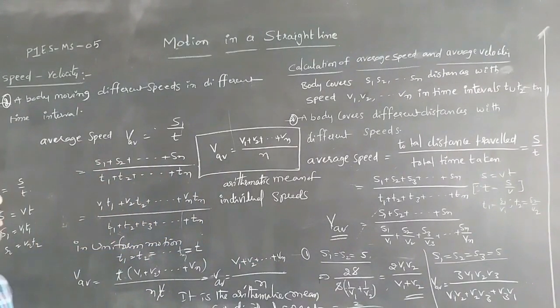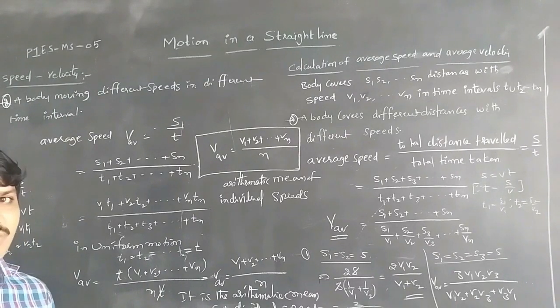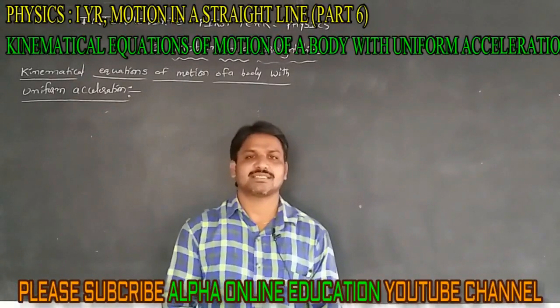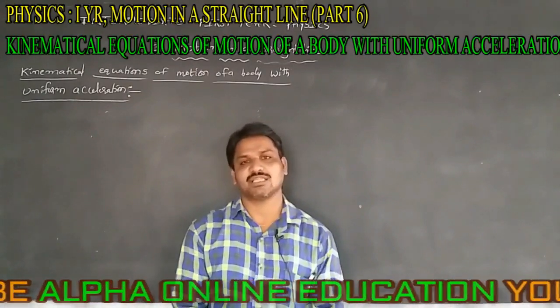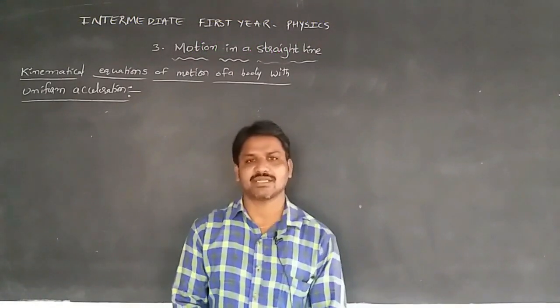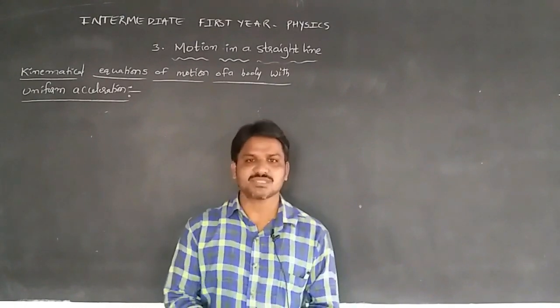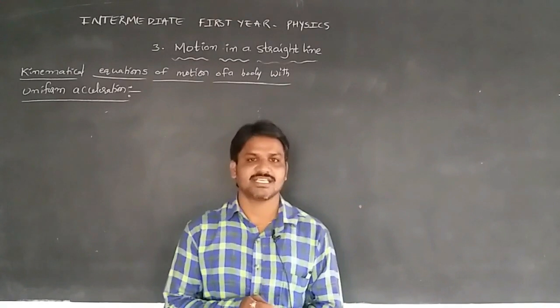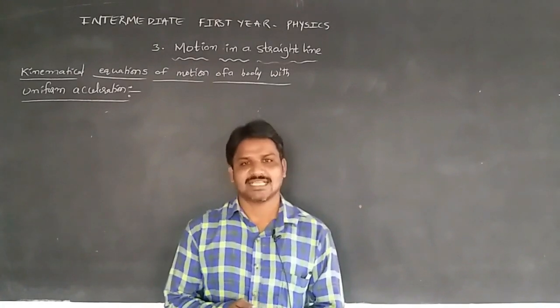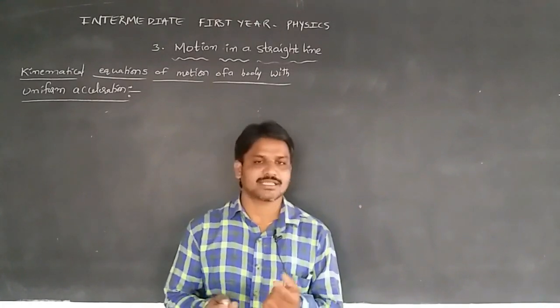Next we are going to learn what the change of velocity is. Whenever the velocity is increasing, it is called acceleration, and if the velocity is decreasing, it is called retardation or deceleration. The parameters of motion, meaning what parameters are involved when a body is in motion, are displacement, distance, velocity, speed, acceleration, retardation, and so on.